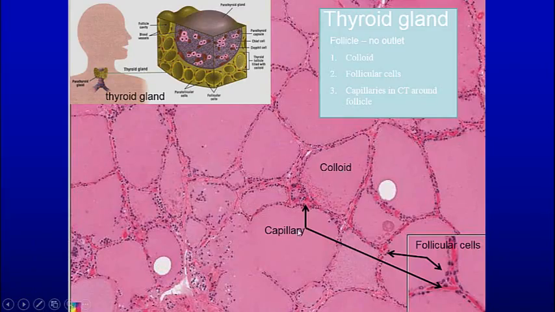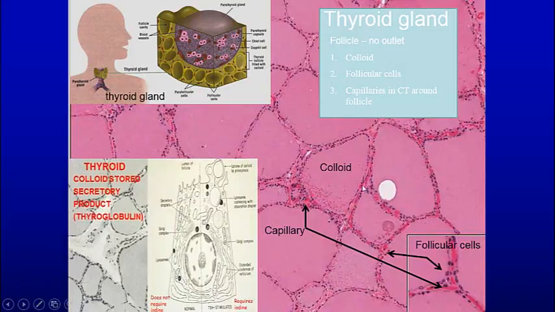So this is a colloid. A capillary is a rich vascular supply around the follicular cells. So these are follicular cells that have tight junctions between one another that makes a sealed follicle for the thyroglobulin to occur. They're follicular cells, and there's connective tissue and blood vessels that we can see. So here we can see the cells.